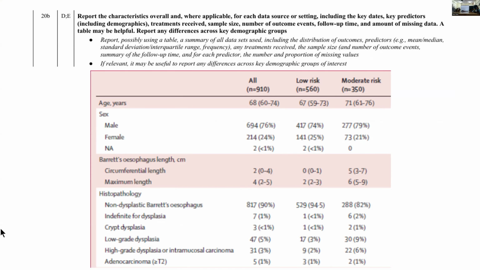So the baseline characteristics of the study population: a total of 910 participants were recruited. Based only on the clinical characteristics, they were classified into low risk or moderate risk. Generally there were more males than females. And the length of the Barrett's esophagus segment, significant circumferential or longitudinal length, was higher in only 11 patients. These were stratified into the moderate risk group. In the overall histopathology, 90% of them had non-dysplastic Barrett's, and the remaining 10% had either low-grade dysplasia, high-grade dysplasia, and a few patients had carcinoma at follow-up.